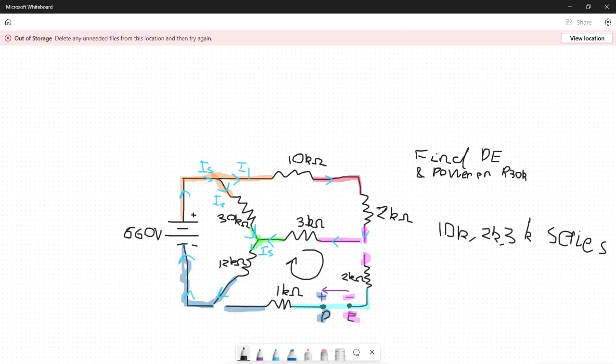Now, you see that this series branch here with the 10, 2, and 3 have the same input potential from the orange line, and they have the same output potential in the green line. That means this 10, 2, 3, we know that 10 plus 2 plus 3 is going to be 15. So I'm going to call this the 15 kilo ohm. The 15 kilo ohm is in parallel with the 30.